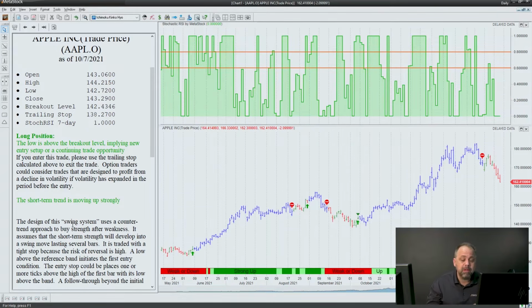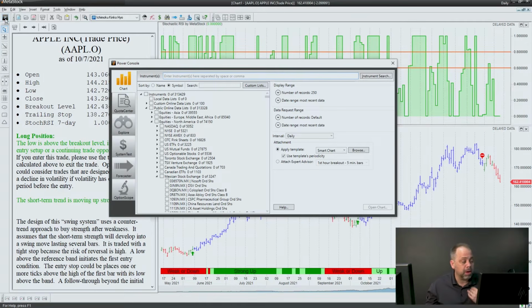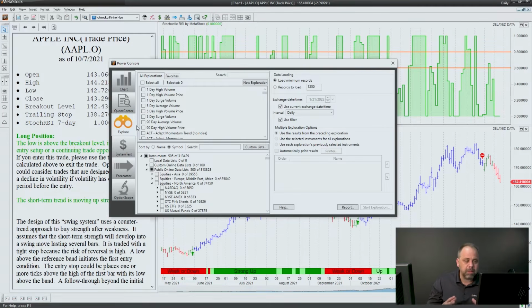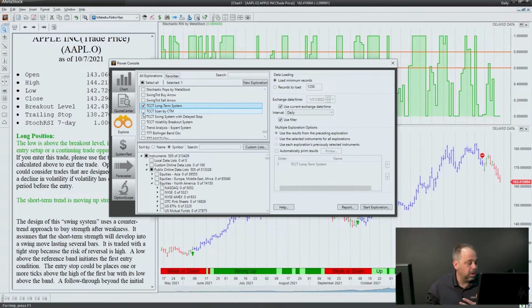In addition to the expert advisor and the commentary that give you the buy and sell signals, it's also going to give you the ability to do explorations and scan for setups. So for example, if I wanted to come in here and set up a scan, let's say I wanted to see if any of the complete toolkit systems were generating a buy or a sell signal today, I can come into the exploration and come down here to the list. They're all going to start with TCCT. We'll just find them down here in the list. And you'll see right here, we've got the long-term scan, the swing system, and the volatility breakout. And I can go ahead and set this up as an exploration.